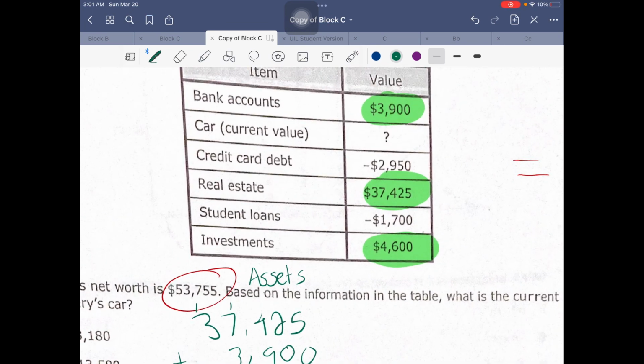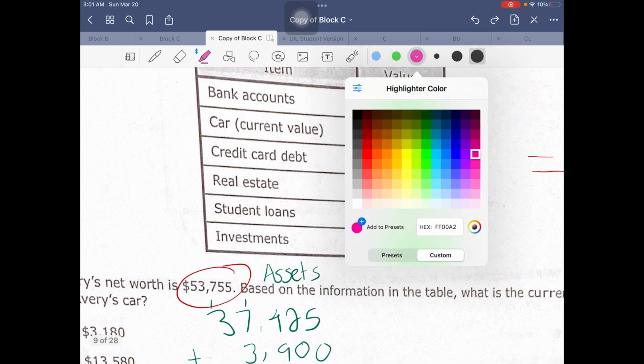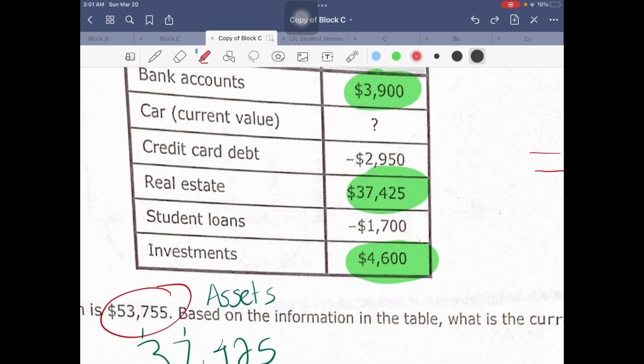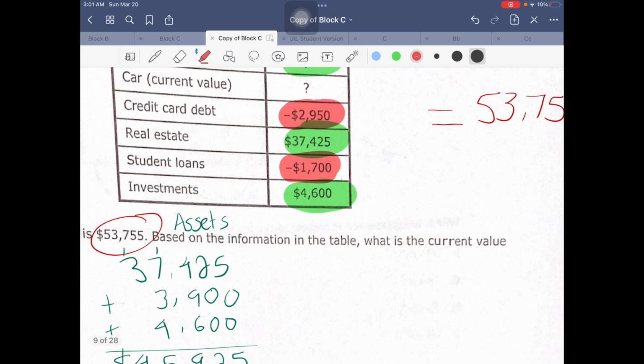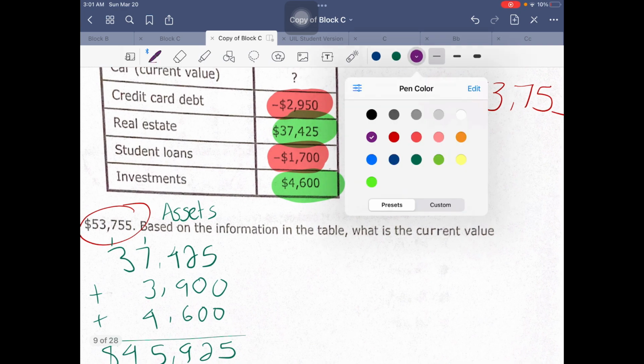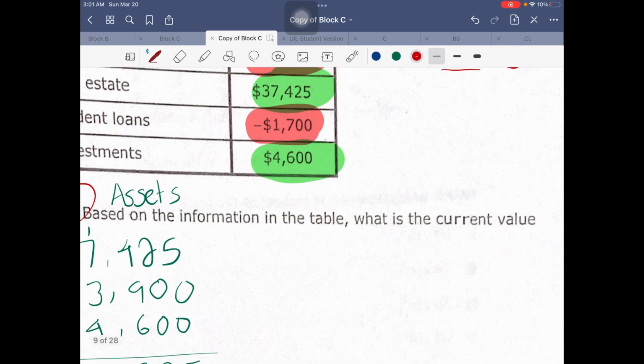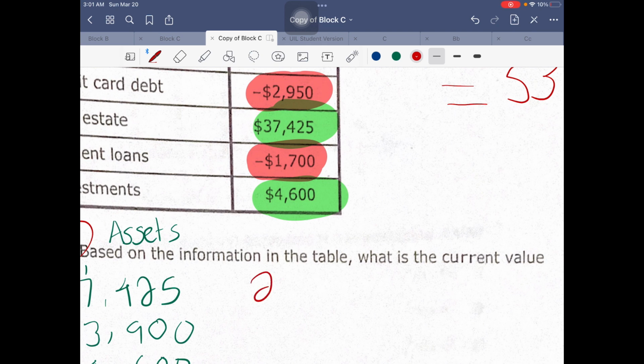But we also have to consider how much she owes. Now, you know what? Let me choose red. That's what when I see negative, I think of red. I don't know about you guys. So what I'm going to have to do is I'm also have to consider this. I can't just have what Avery's assets are, I also have to consider the liabilities. Let me see how much she owes in total.